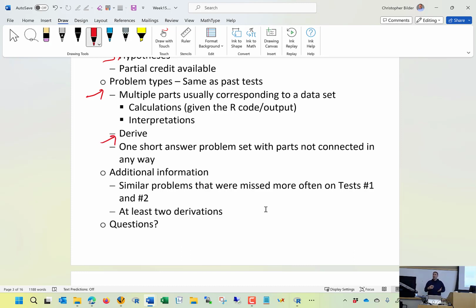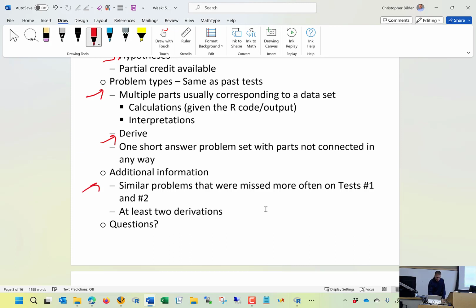You will need to derive some stuff at times on the test. So that will be, let's say, another kind of problem format. And also there will be one short answer problem set where the parts are not connected in any way, similar to what you've seen as the last problem on test 1 and test 2.